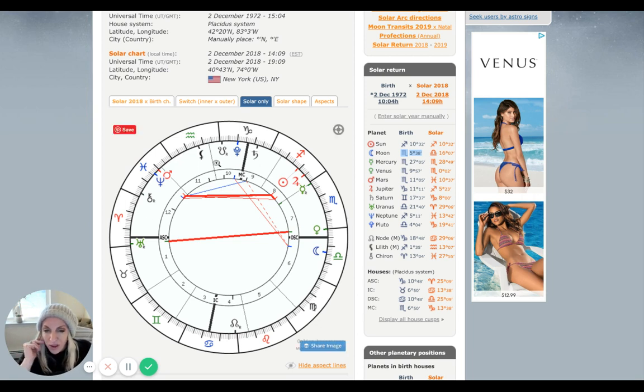There's a lot of planets here up at the top of the chart, as you'll see. Not a lot at the bottom half of the chart. The bottom half of the chart are the more personal houses, home and family. The top of the chart is career, professional, being out in the world. I kind of like that.